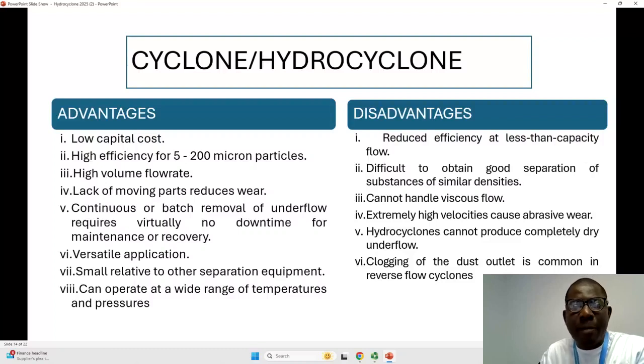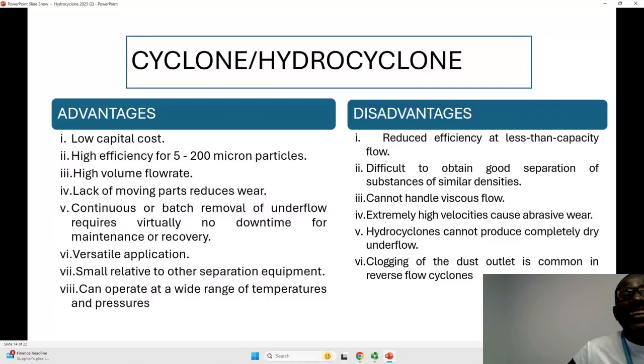Then continuous or batch removal of underflow requires virtually no downtime, because this is just going down, pew, pew, pew. So it's more or less like pew, pew, pew. Don't worry, write pew, pew, pew for me in the exam, and then I will tell you. What I'm just saying in essence is that we have continuous or batch removal of underflow. So there is no downtime. You just continue working.